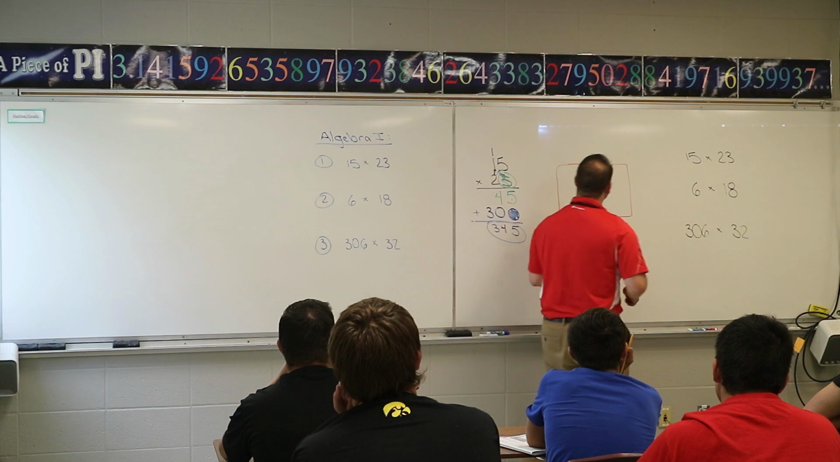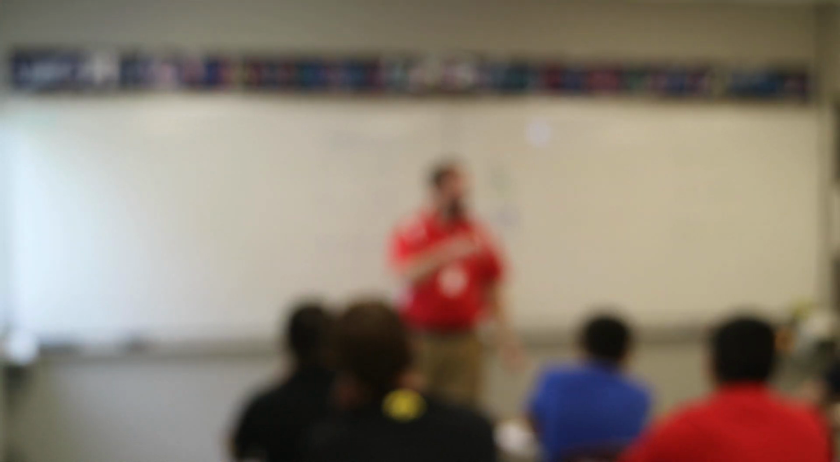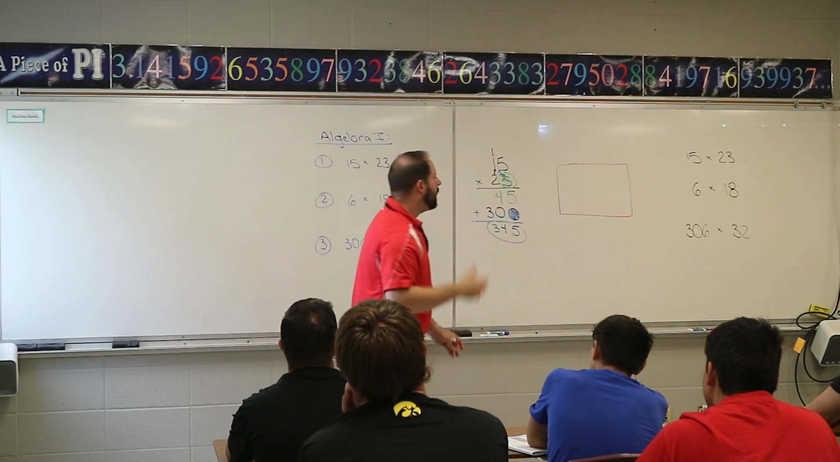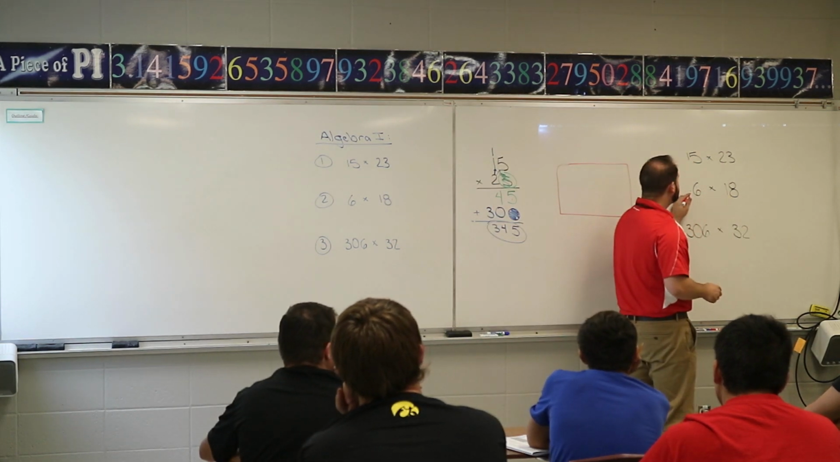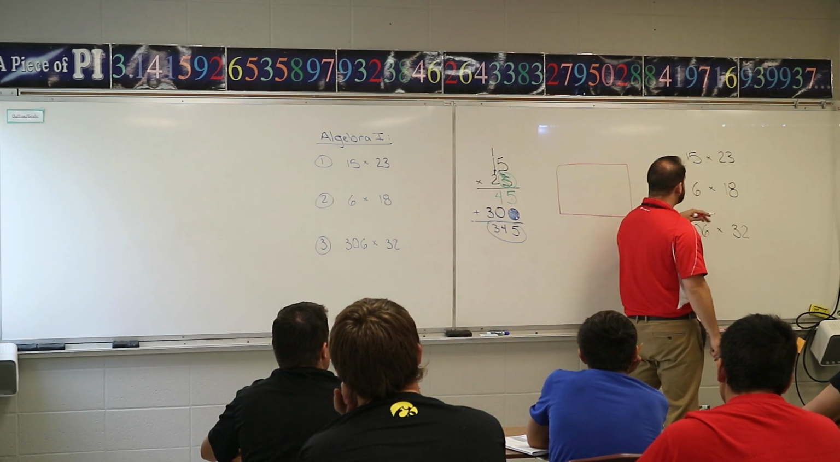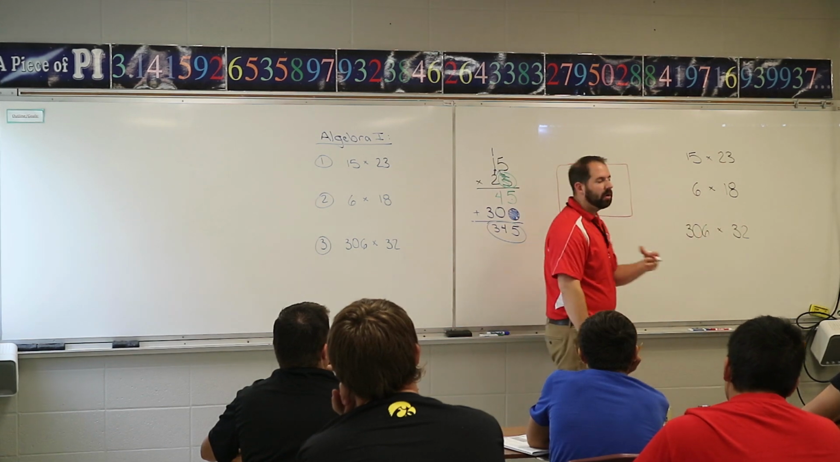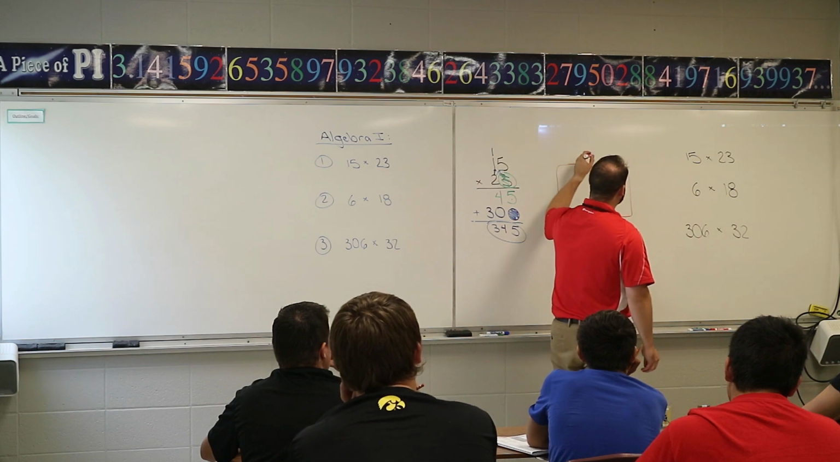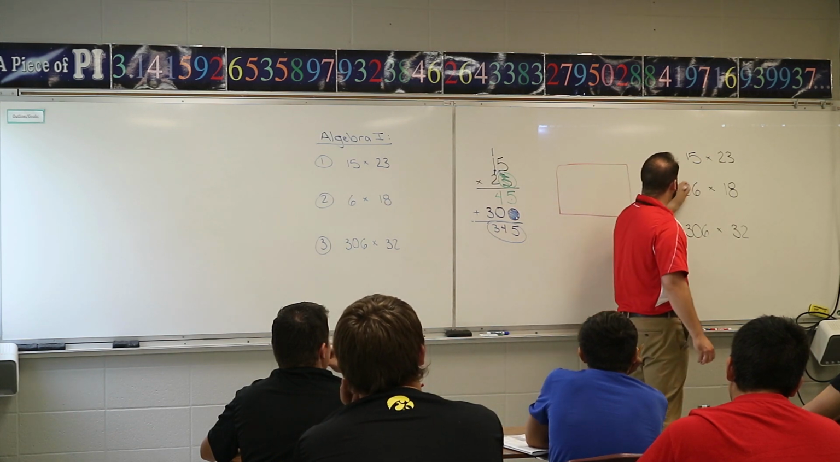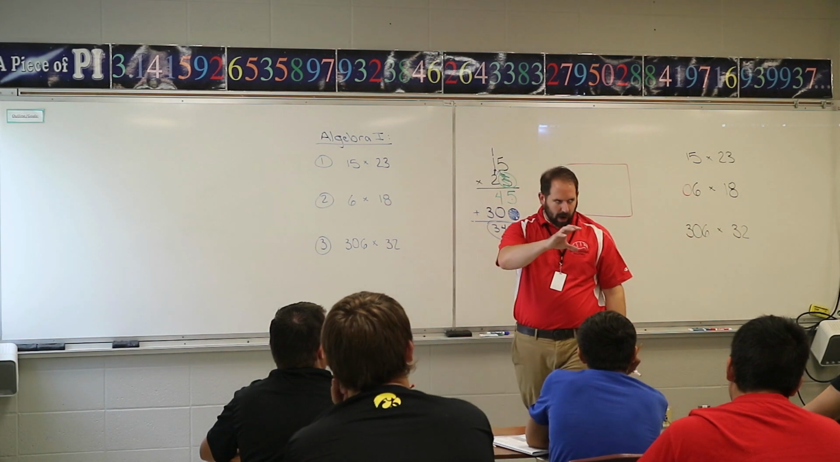Okay, so I'm going to go 6 times 18. For the lattice method, you make a box, like a grid. And for each of these numbers, you make them however long they are. So what I mean by that is if it's a 2-digit number or a 1-digit number, it doesn't make a difference. So the first number, I'm going to make this a 2-digit number. I'll show you why I'm doing that.